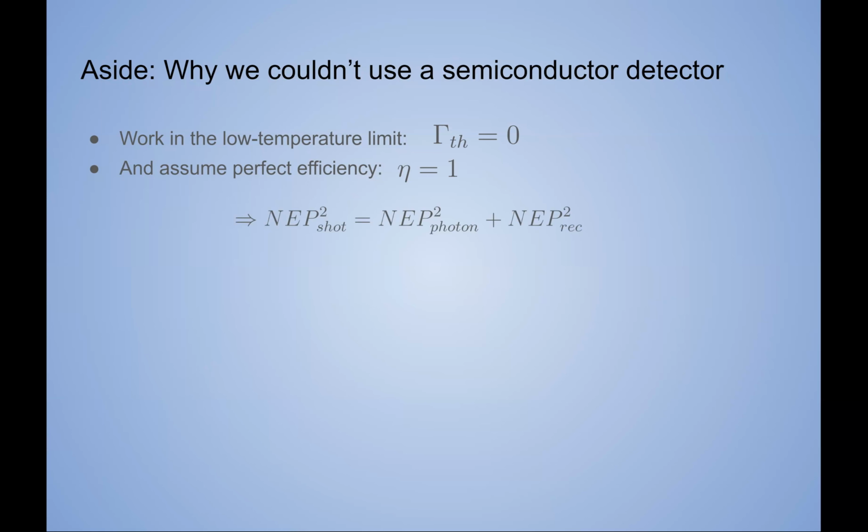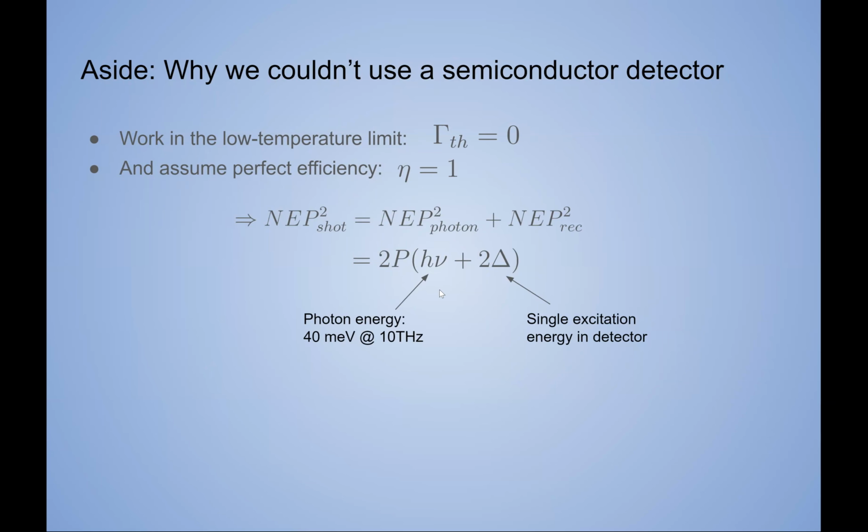So your thermal term drops out, and then if your eta is 1, the total shot noise NEP is just 2P. That's the power coming in, your optical power, times the sum of your elementary excitation, or your photon. So that's the particle coming in, and then your single excitation energy in the detector, which, since the mechanism for depositing energy in a superconductor is to break a Cooper pair, is just the energy taken to break that pair. So it's 2 delta.